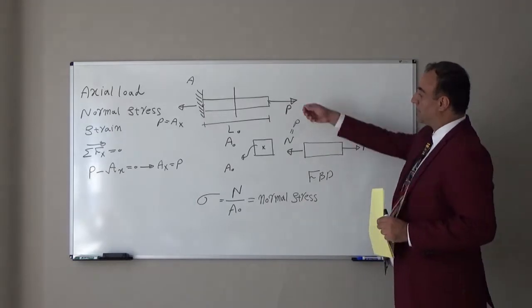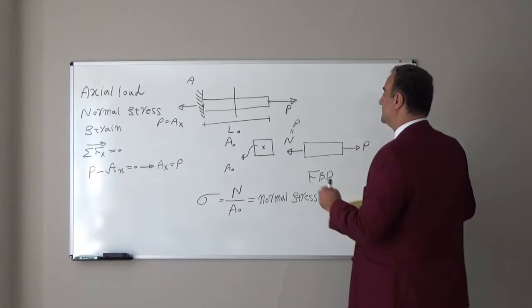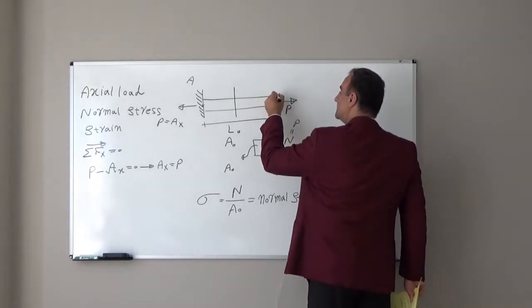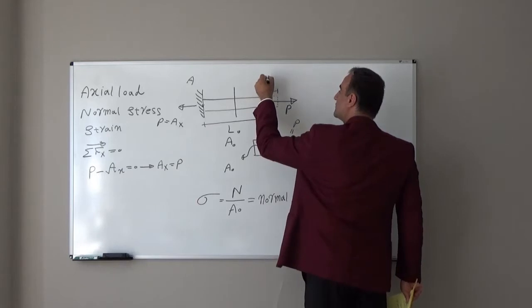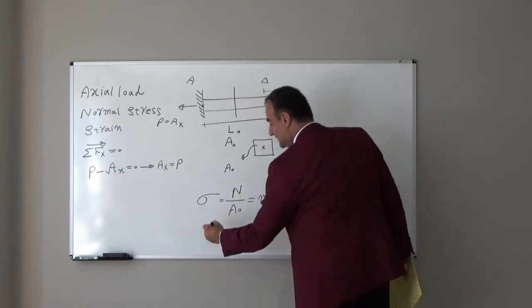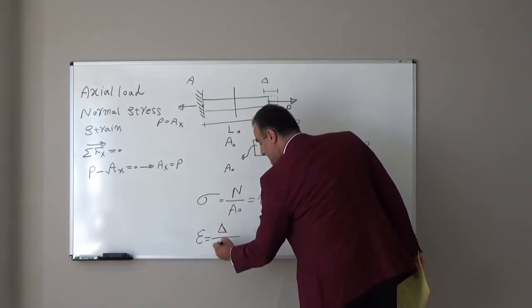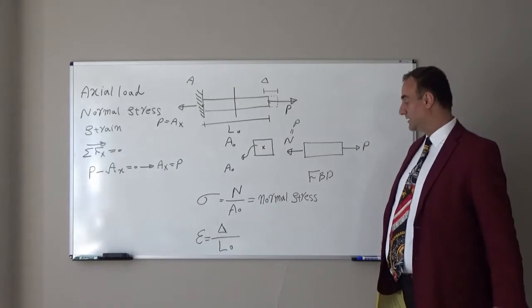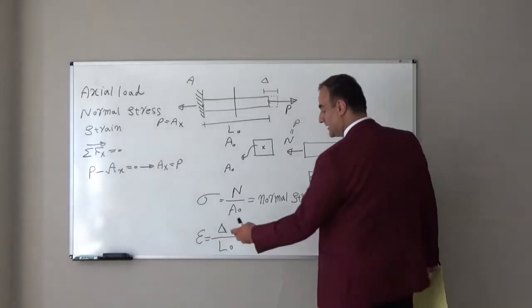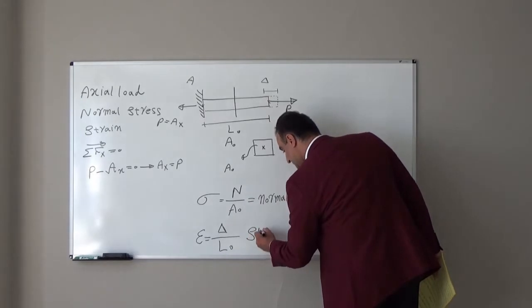If I apply this load, if I pull this bar, what will happen? We will have elongation. If I show this elongation or deformation with delta, and I divide that delta by the initial length L naught, what I have I can show with epsilon, and we call this strain.